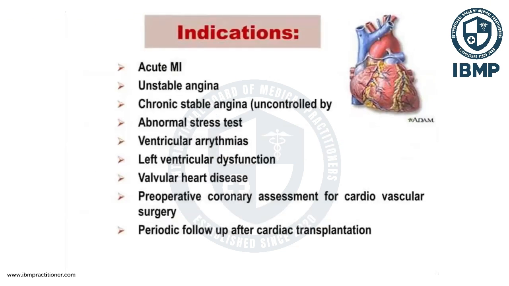So what are the indications for doing it? All acute coronary syndromes like acute MI, NSTEMI, unstable angina, chronic stable angina, any positive TMT, any ventricular arrhythmias like VT or VF, or any atrial tachycardias, or LV dysfunction without any known reason. Valvular heart disease before going for MVR, AVR or DVR after 40 years. Pre-operative coronary assessment for cardiovascular surgery if it is a major surgery and you have found some ECG or echo changes, and normally periodic checkup after cardiac transplant.